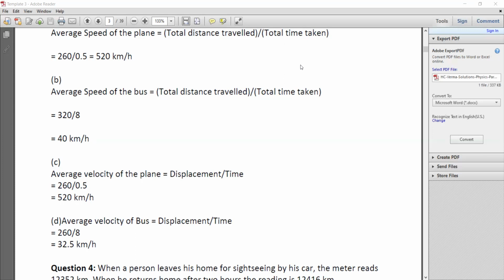Note that the average speed and average velocity of the bus are different because the bus does not travel in a straight line from Patna to Ranchi. The path of the bus is longer than the straight line distance. Hence, the average speed is greater than the magnitude of the average velocity. The direction of the average velocity is from Patna to Ranchi.